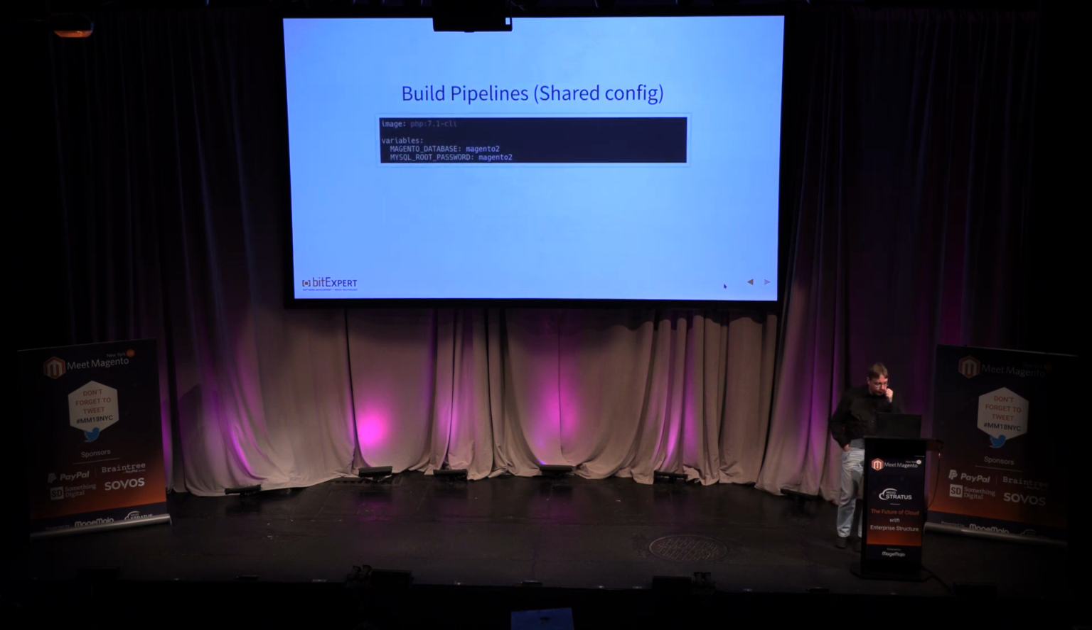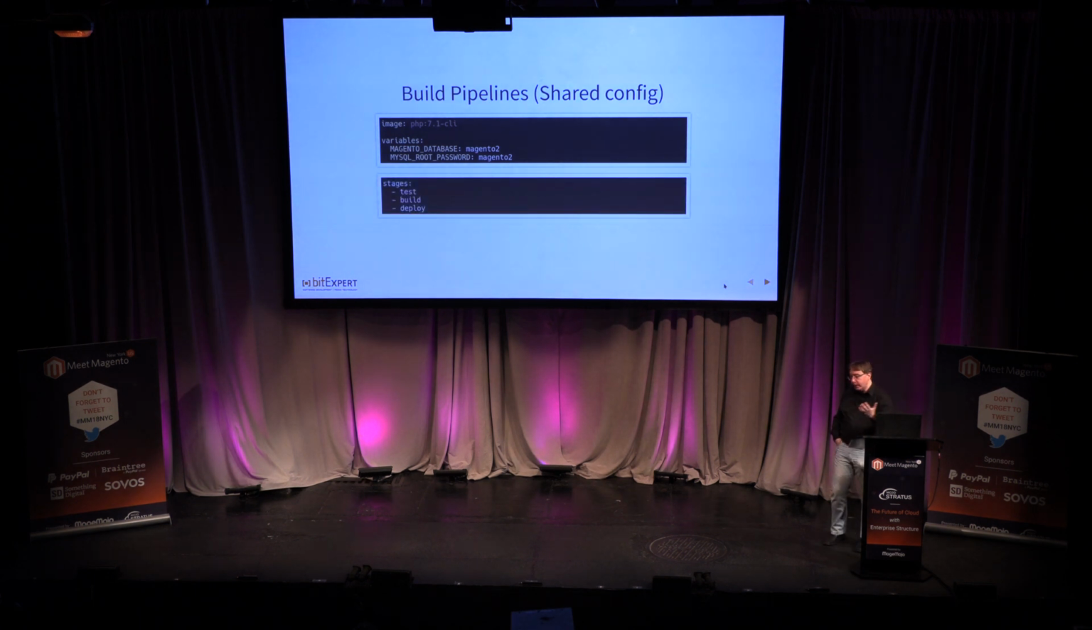So here's the thing. Again, we define the image. We define a couple of variables that are used throughout all our jobs, defining the database, the root password, and stuff. Then we define our stages. Very basic. We have a test stage. We have a build stage. We have a deploy stage.